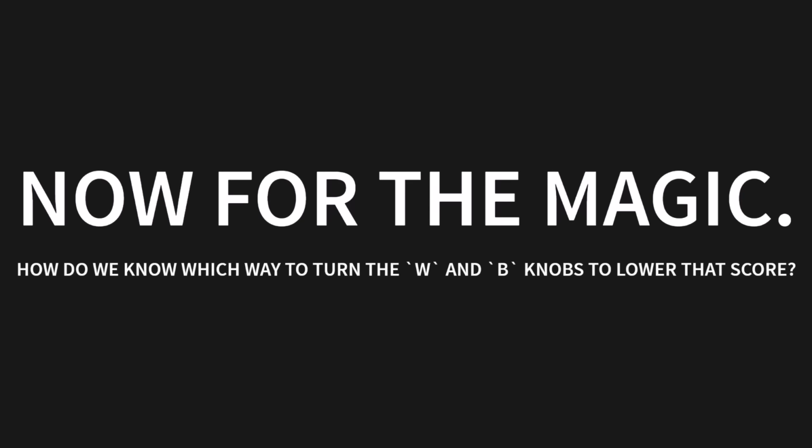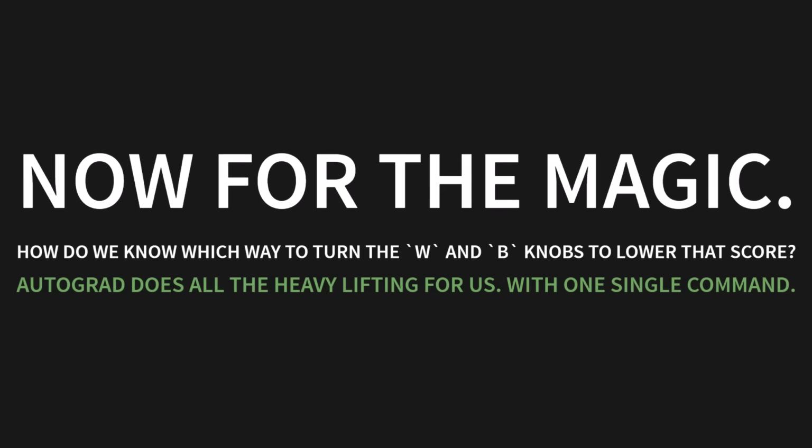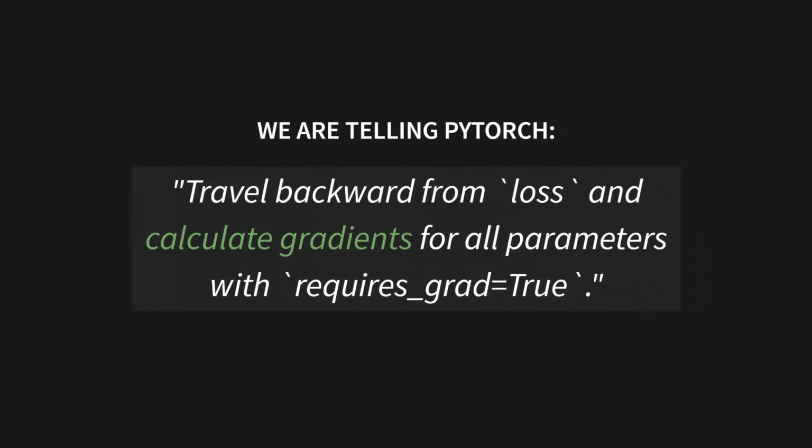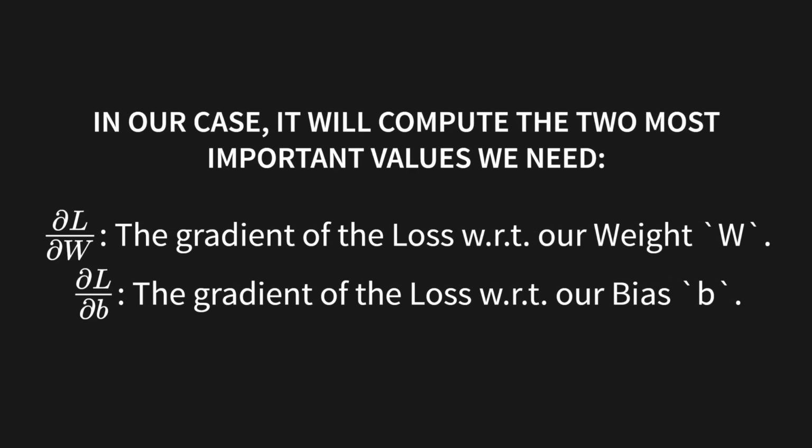How do we know which way to turn the W and B knobs to lower that score? This is where Autograd does all the heavy lifting for us, with one single command. In fact, this might be the single most powerful line of code in all of PyTorch. We are telling PyTorch, travel backward from the loss, and calculate gradients for all parameters that have requires_grad equals true. In our case, it will compute the two most important values we need.